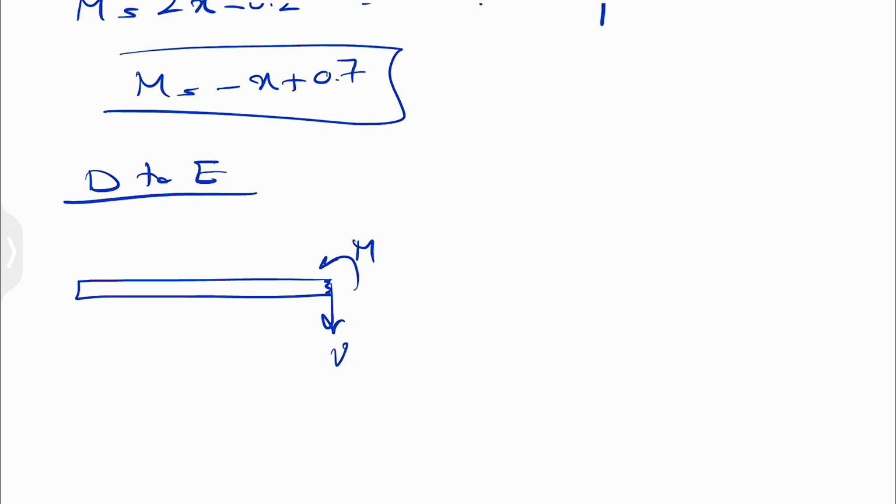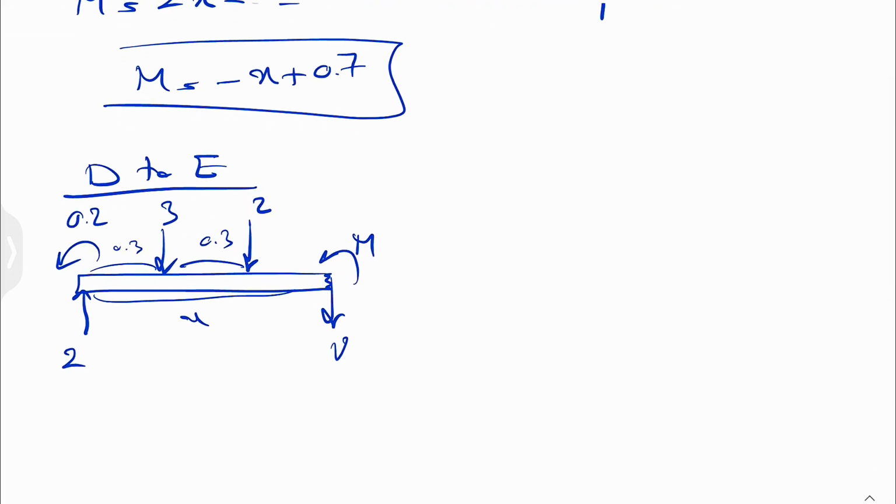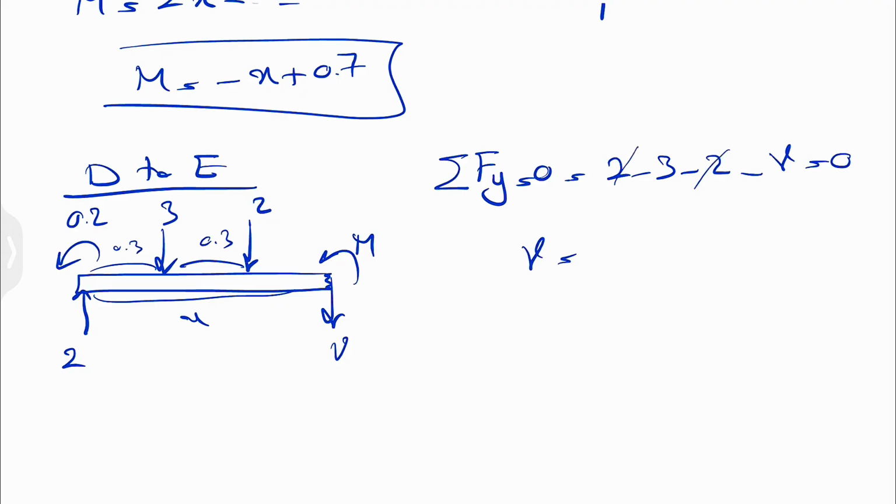V, moment. So yeah, that's pretty much all the forces. Again, sum of all forces in y equals 0: 2, -3, -2, negative v is equal to 0, which means our v is, we cancel these out, -3.